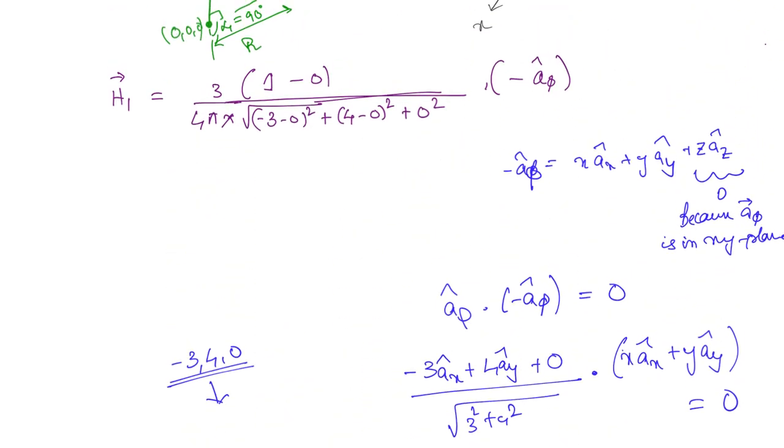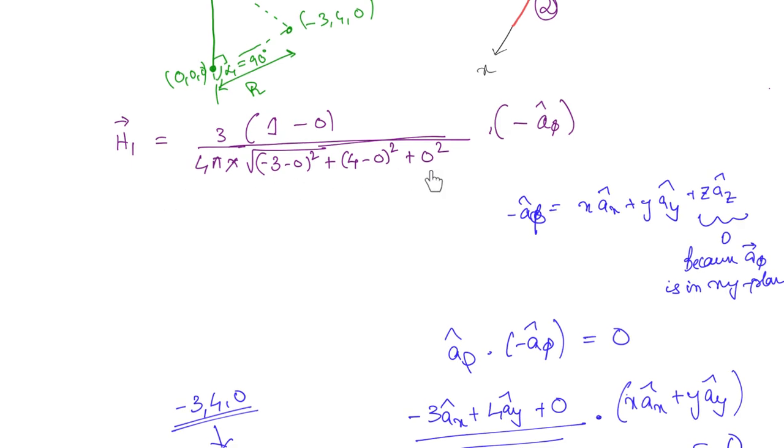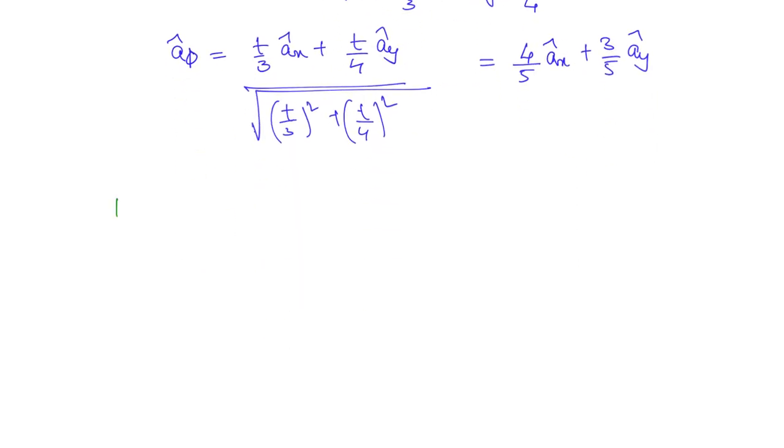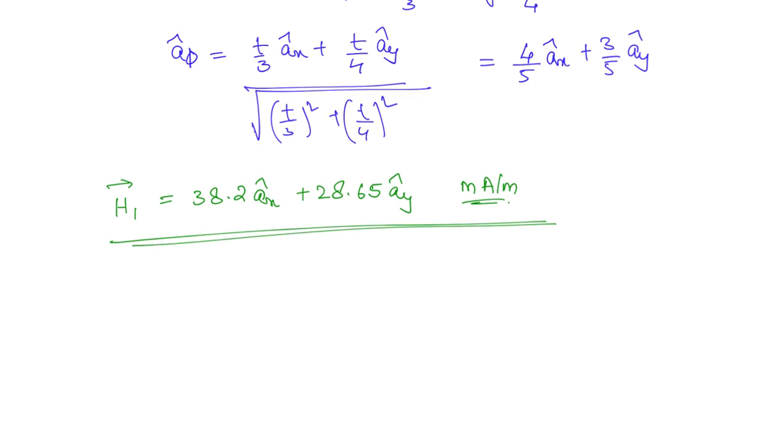So h1 bar magnitude we have found here, and the direction also we have found. If you combine both, then h1 bar you are going to get as 38.2 ax cap plus 28.65 ay cap. This is in milliampere per meter. Remember, there is a 10 to the power minus 3 term here. Okay, so this is due to conductor 1.